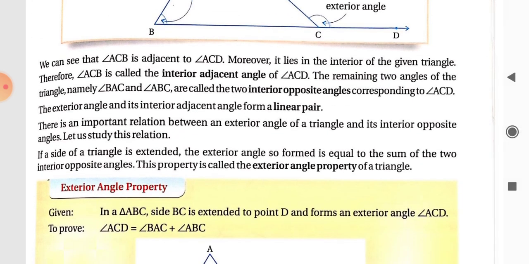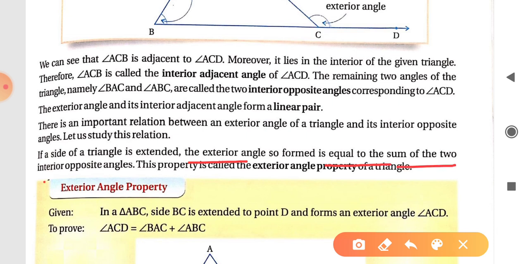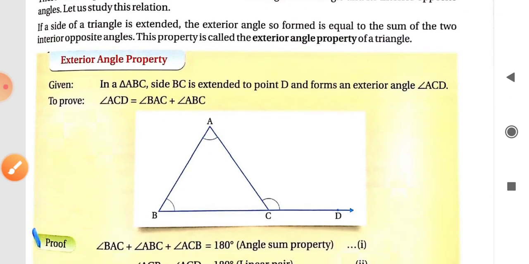Then what is the property? The property is exterior angle property, which means the exterior angle is equal to the sum of the two interior opposite angles. Exterior angle is equal to sum of two interior opposite angles. This property is called exterior angle property. That means exterior angle of a triangle is equal to sum of two interior opposite angles.